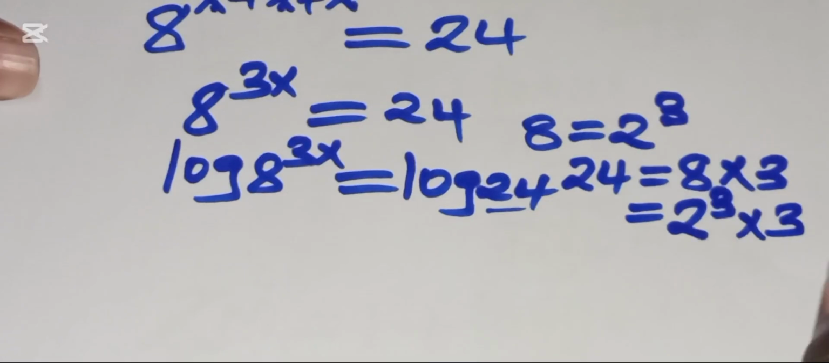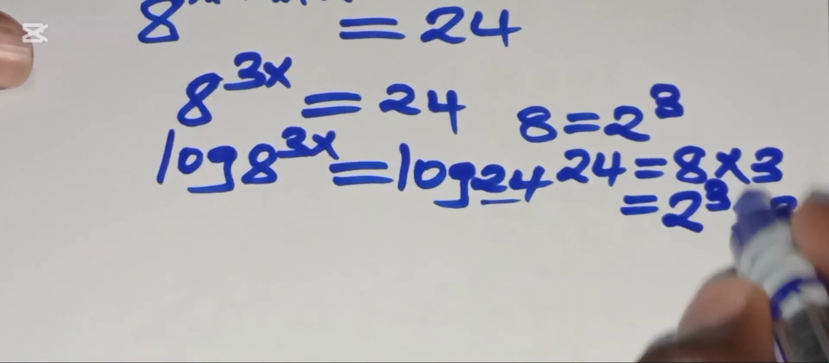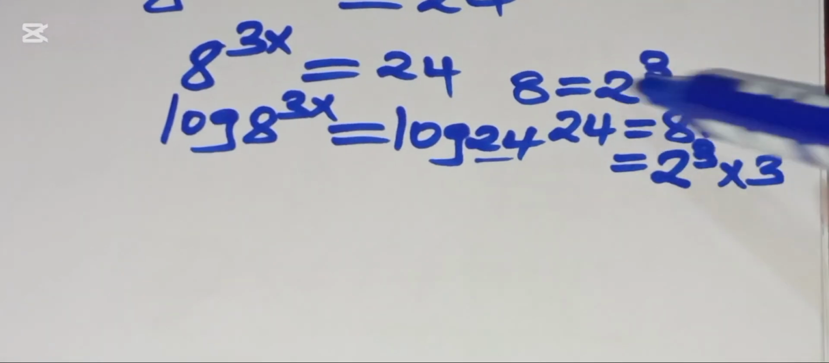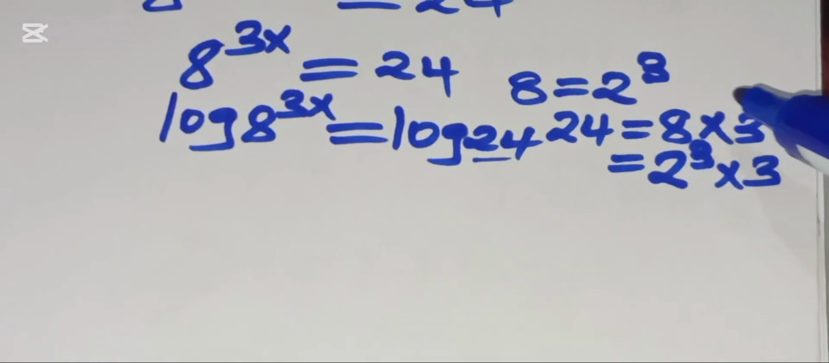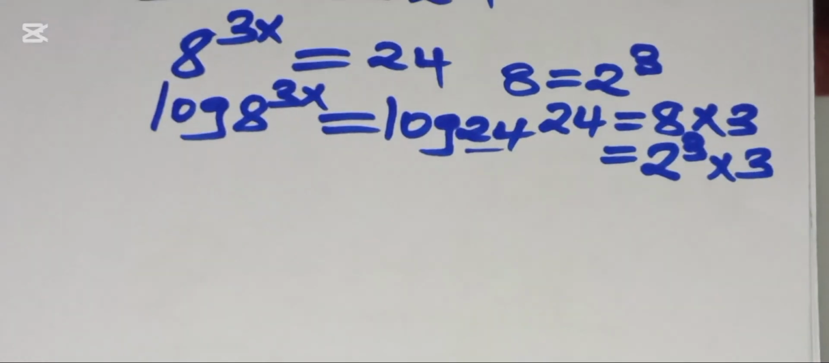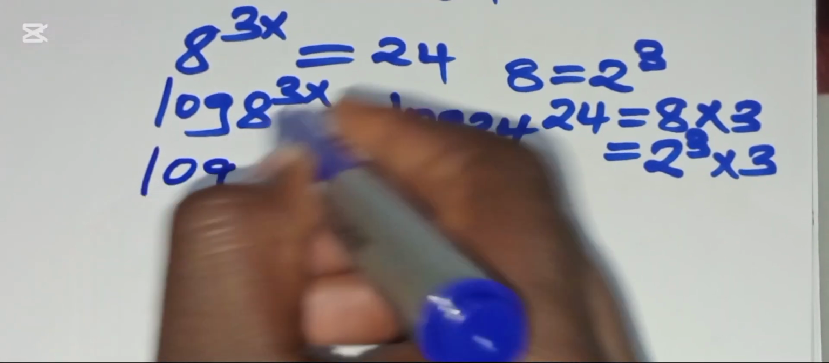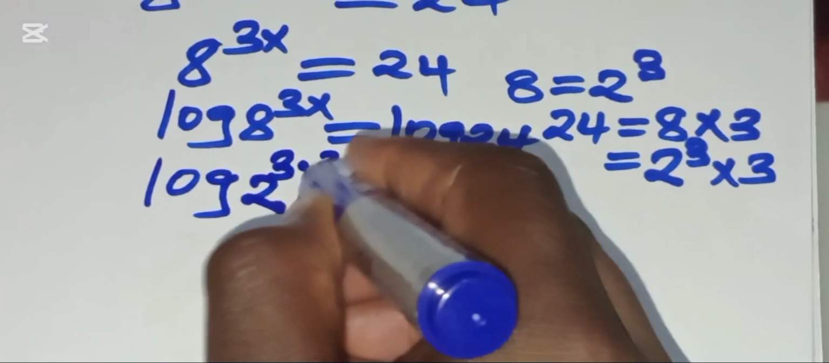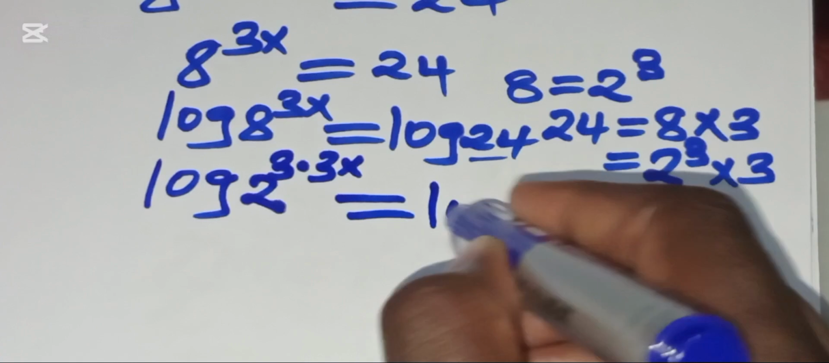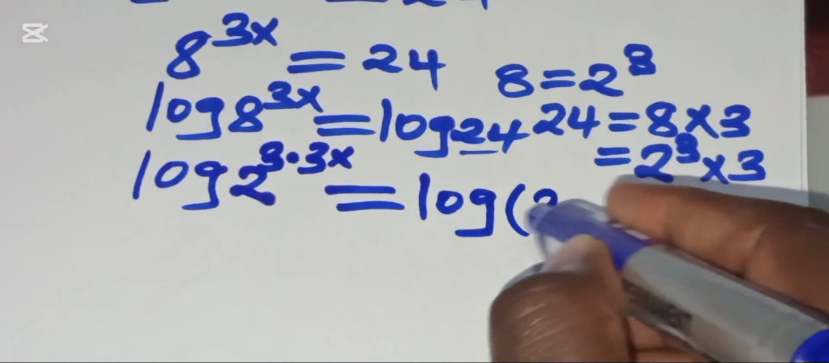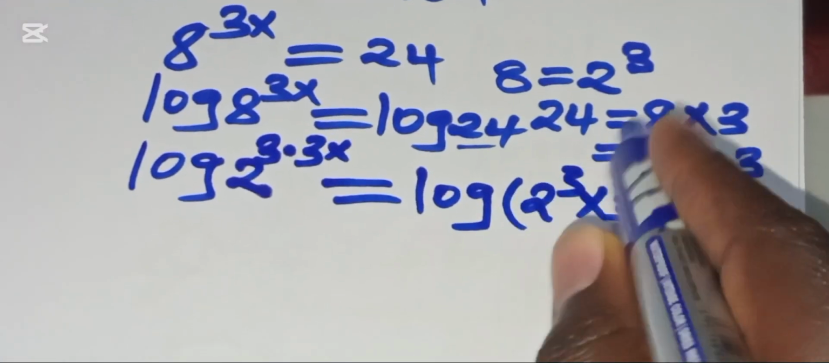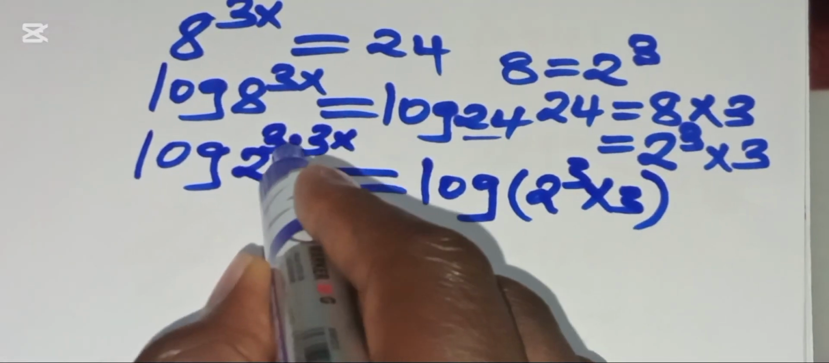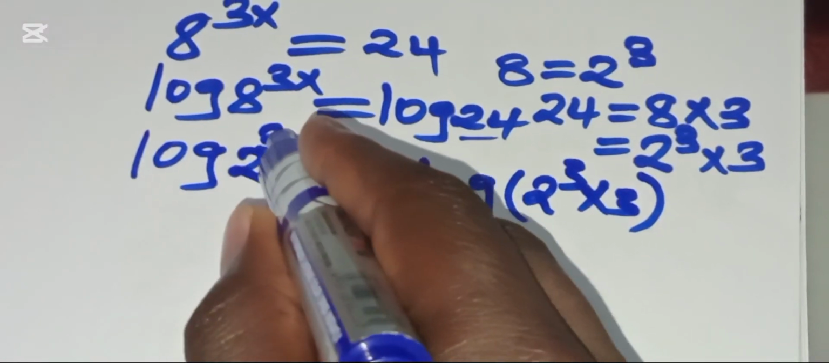Now from what we have here, let's substitute this back to our equation. Let's substitute that is 8, which is 2 raised to power 3, and 24, which is 8 times 3, which is 2 raised to power 3 times 3, back to the equation. And this becomes log 2 raised to power 3 times 3x, which is equal to log 2 raised to power 3 times 3. 2 raised to power 3 is 8, and 8 times 3 is the same thing as 24.